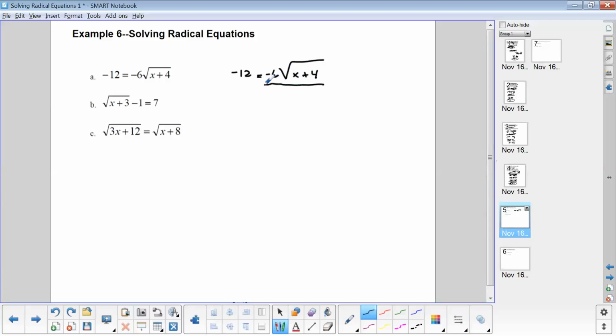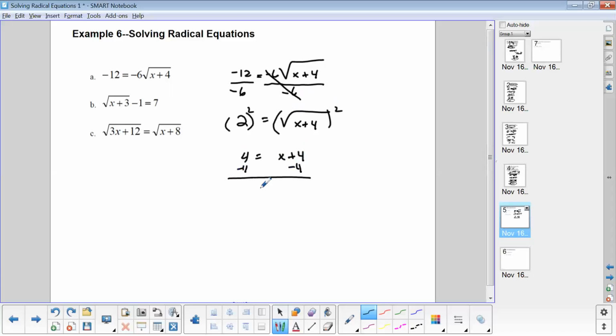All right, I need to get to the x, which is under the radical, and this -6 is being multiplied, so I'm going to take the inverse and divide by -6. So this is going to give me the square root of x plus 4, and this will give me 2. And then I want to square both sides, and I get 4 is equal to x plus 4. So x will be 0.